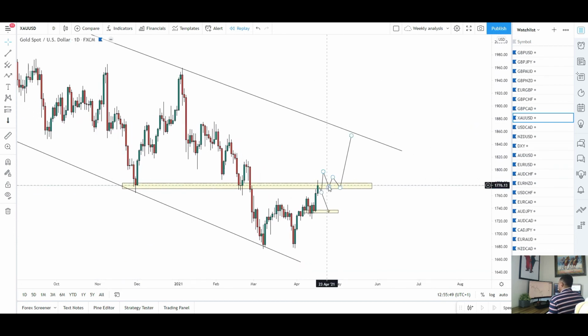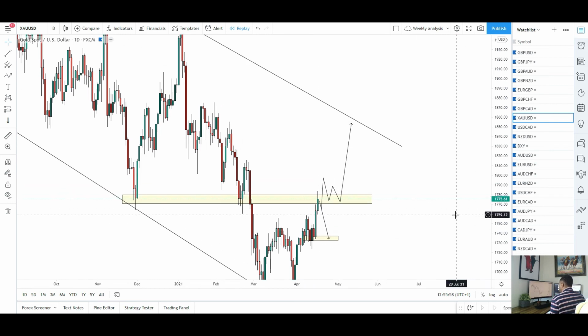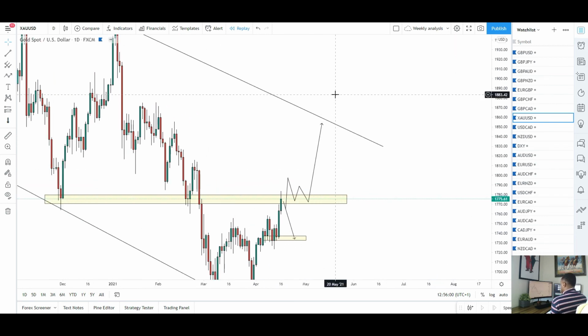So get above that level, I think we could get that kick from that support level, since last time we did test it, we actually went to test that same trend line. So if you do get above it and hold that support, again, we could probably see a bigger move to the upside and test that level.